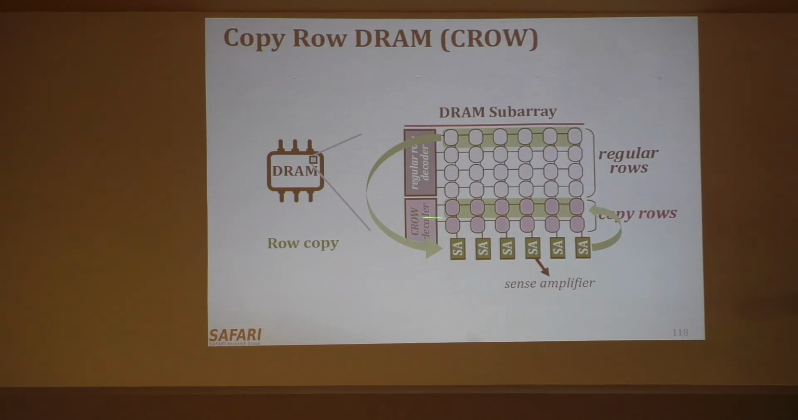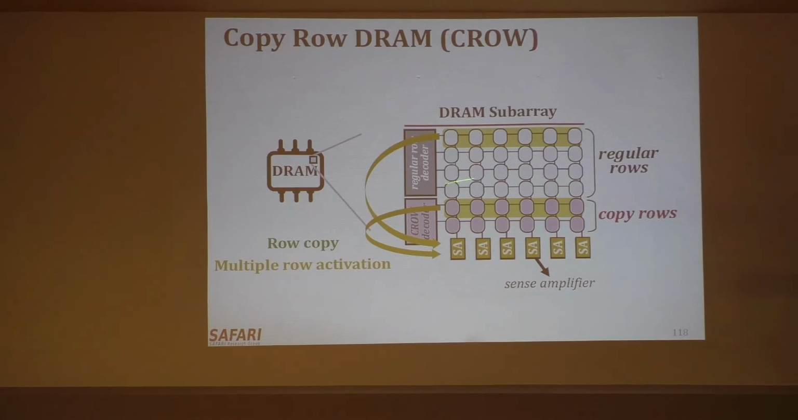Now you can activate this one and activate this one and then accomplish a copy, which means that you copied the entire row here and here. Okay, we're going to take a look at how to take advantage of it. Now if you've copied this row's contents to this row, the next idea is you can activate both of them at the same time.